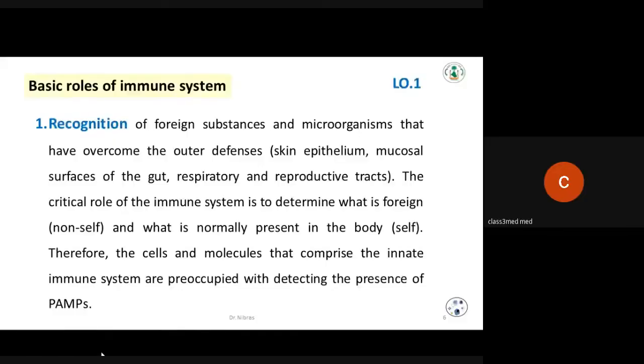It is pre-educated. How? By detecting the presence of PAMPs. What are PAMPs? PAMPs are pathogen-associated molecular patterns. That means the molecules that are present on the foreign, for example, on the pathogen, bacteria, on virus, on any foreign molecule. So the immune cells and molecules of the immune system are pre-educated and already know how to bind PAMPs.